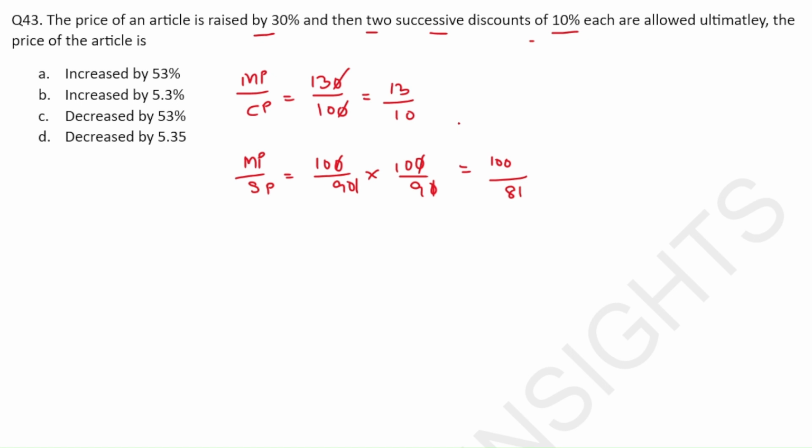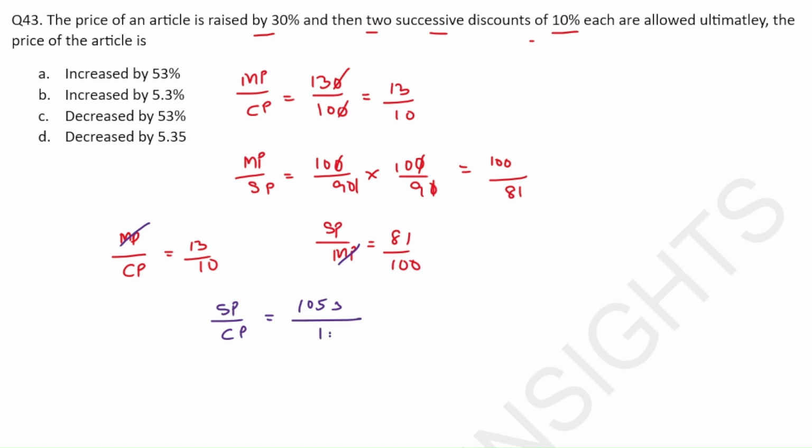As per the given options, we have to find whether it is an increase or decrease, right? So that means we need only CP and SP, yes or no? So we don't need the mark price. So to cancel the mark price, MP by CP is how much? 13 by 10, and SP by MP is how much? 81 by 100, because we want to cancel the mark price. So MP cancelled, SP by CP. So 13 into 81 will give you 1053. So this will be 1000.